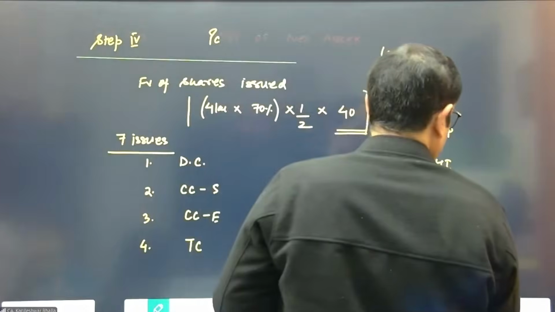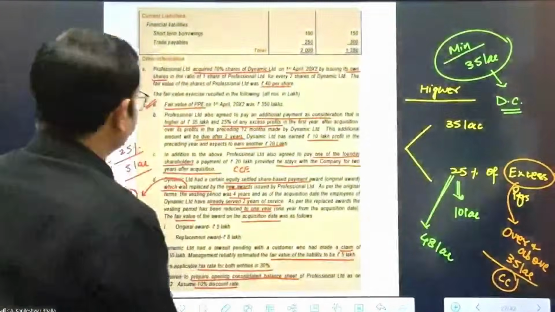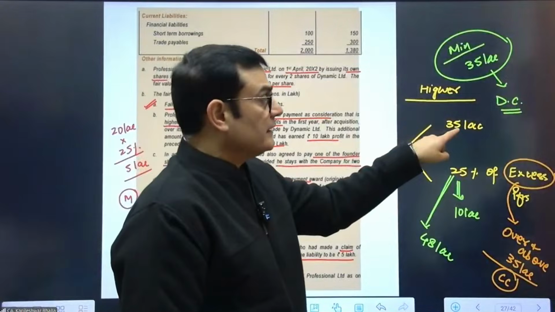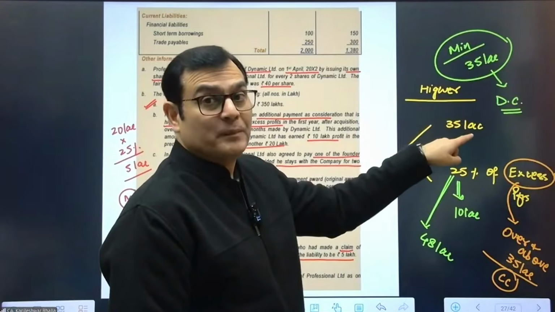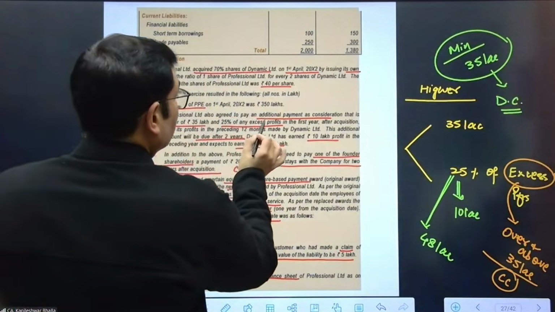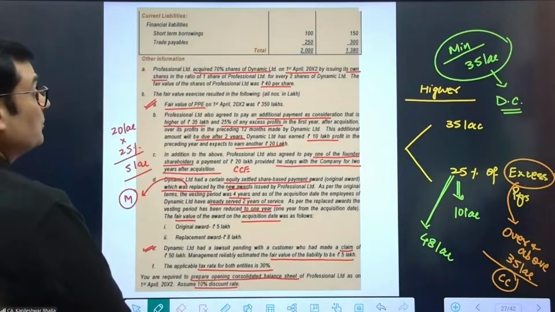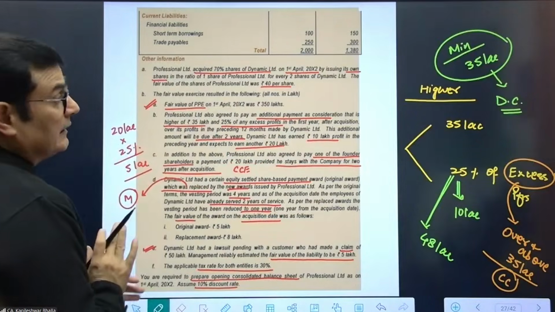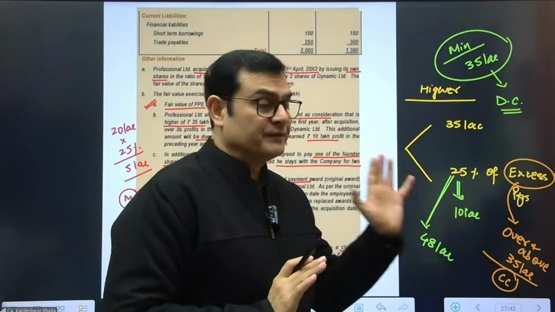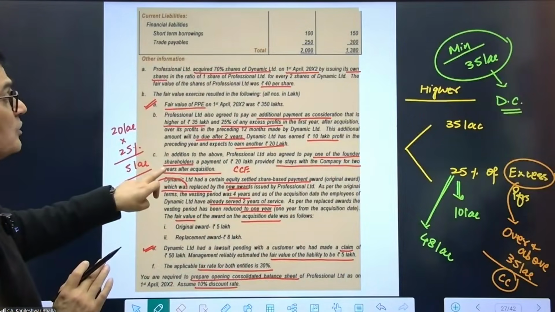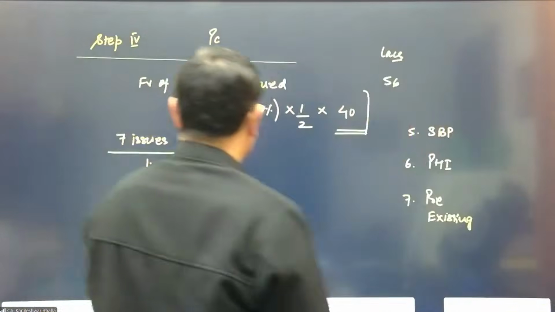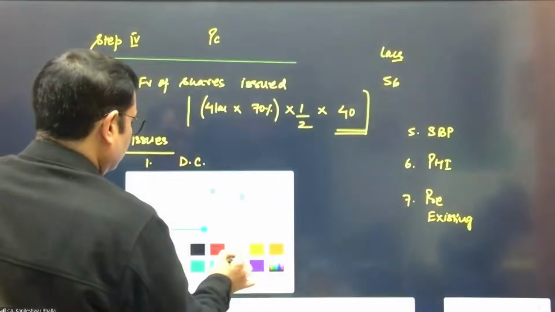I think the DC is what we identified at the very start. In point number B, we decided that this 35 lakhs is the amount which is going to be paid irrespective, because he says we're going to pay the higher of 35 lakhs or 25% of the excess profits, and this is going to be paid 2 years later. So we have decided that this 35 lakhs is the DC, and there is no contingent consideration fair value given. And there was also a payment of 20 lakhs, which is CCE. So I think we can just come back to the data. So for deferred consideration, we can pick up the data.